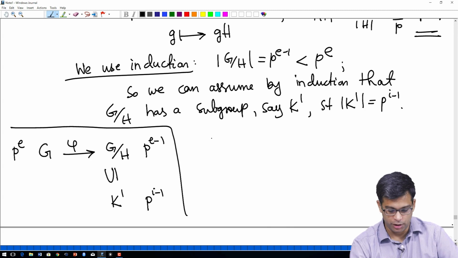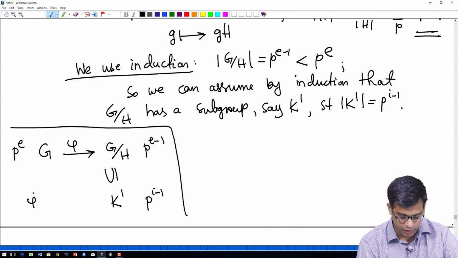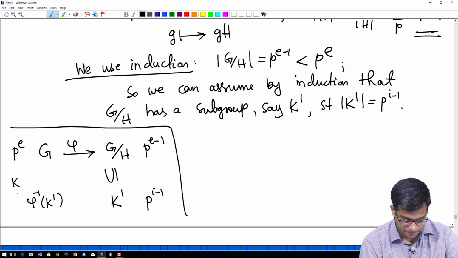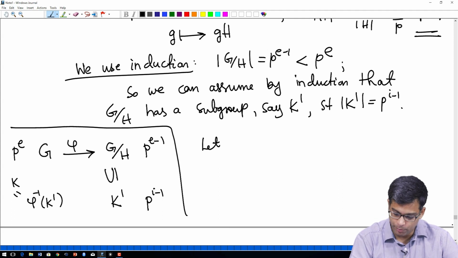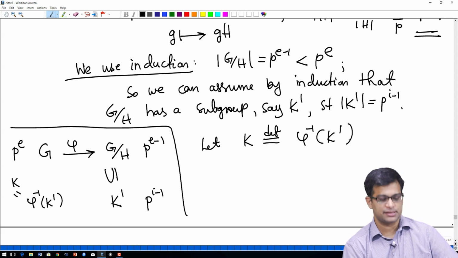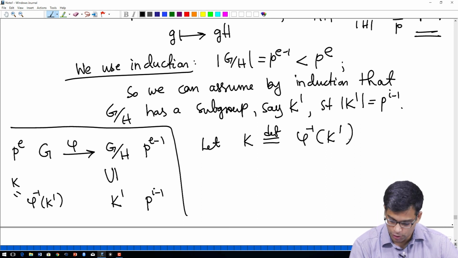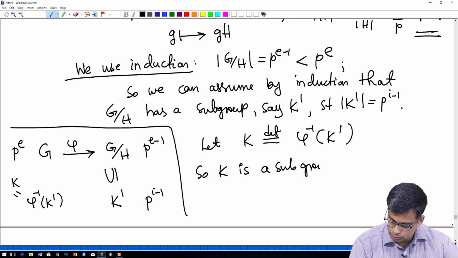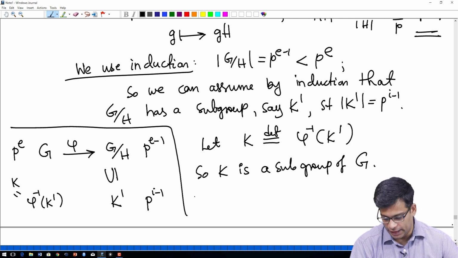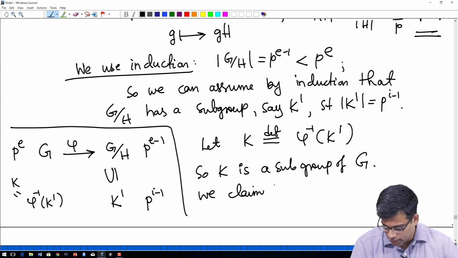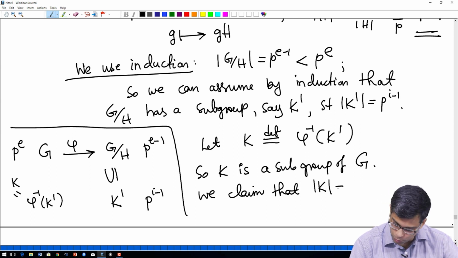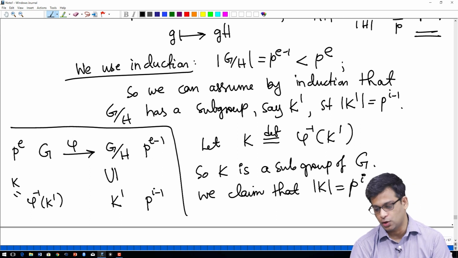Naturally, your guess would be to take phi inverse of K prime, and call that K. So, let K be phi inverse of K prime. It is an easy exercise that I may have discussed when I talked about homomorphisms: the inverse image of a subgroup is a subgroup. So, K is a subgroup of G. We claim that K is the desired subgroup. We claim that K has order p power i.